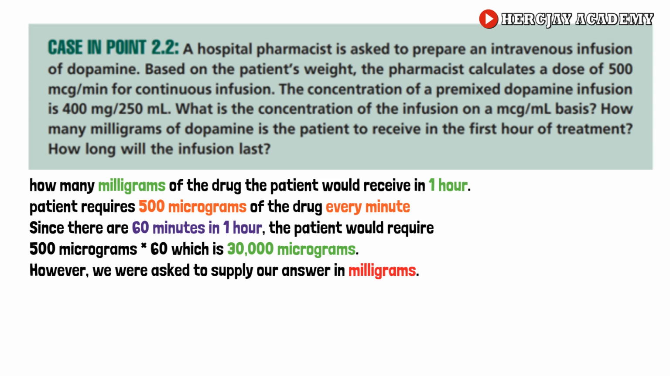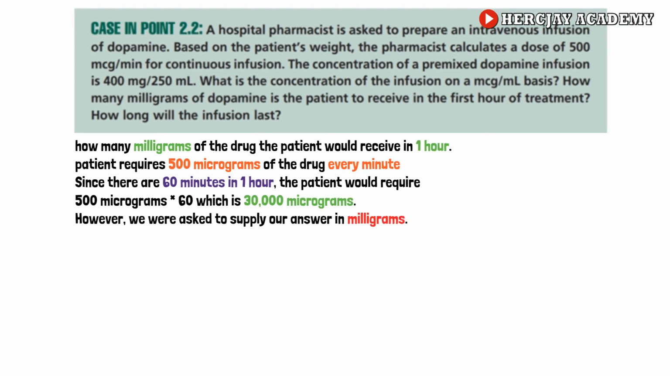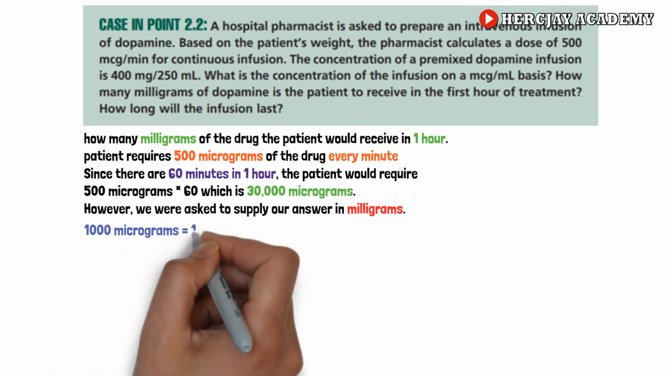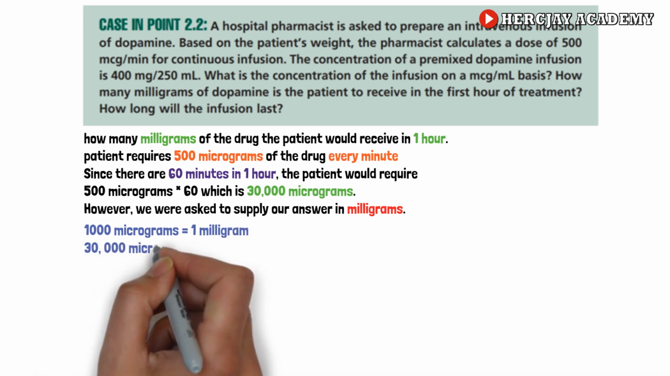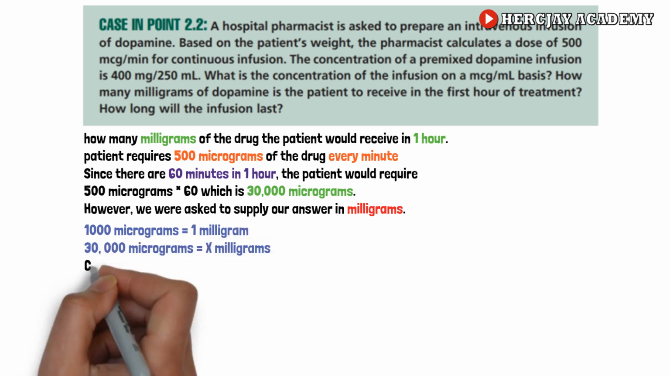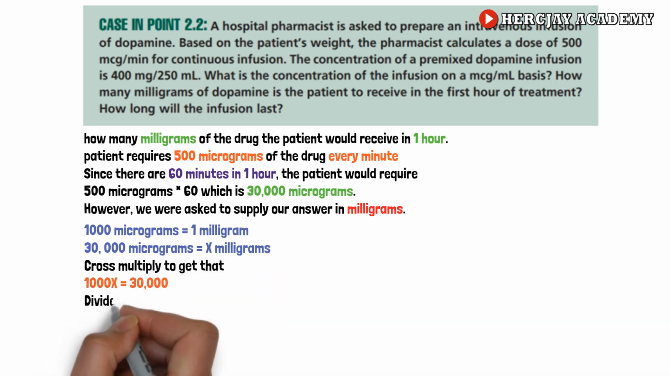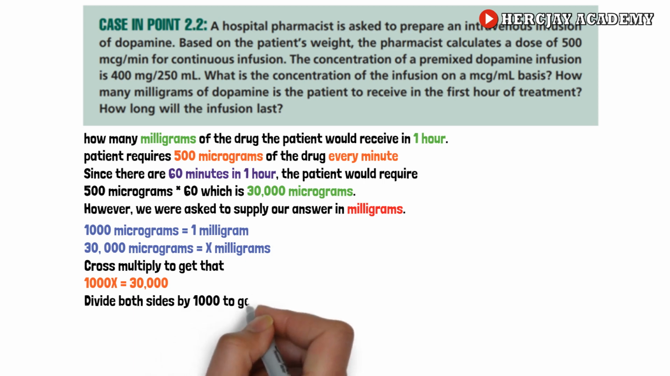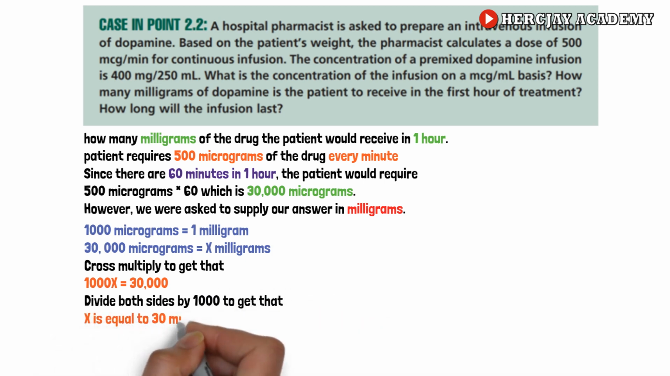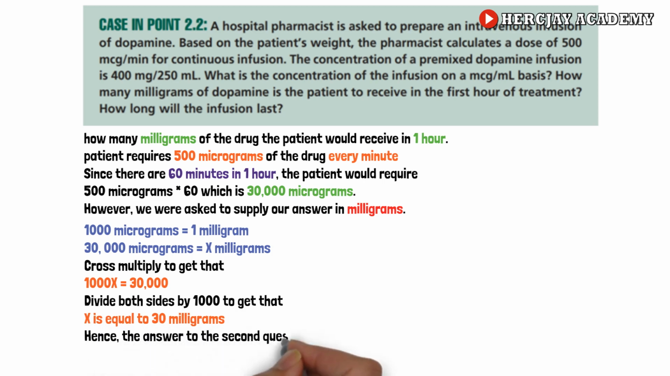Now, instead of going through the long process of converting these micrograms to grams first, then converting the grams to milligrams, let us use the direct relationship between micrograms and milligrams. 1000 micrograms is equal to 1 milligram. Hence, 30,000 micrograms is equal to X. Cross multiply to get that 1000X is equal to 30,000. Divide both sides by 1000 to get that X is equal to 30 milligrams. Hence, the answer to the second question is 30 milligrams per hour. The case in point.